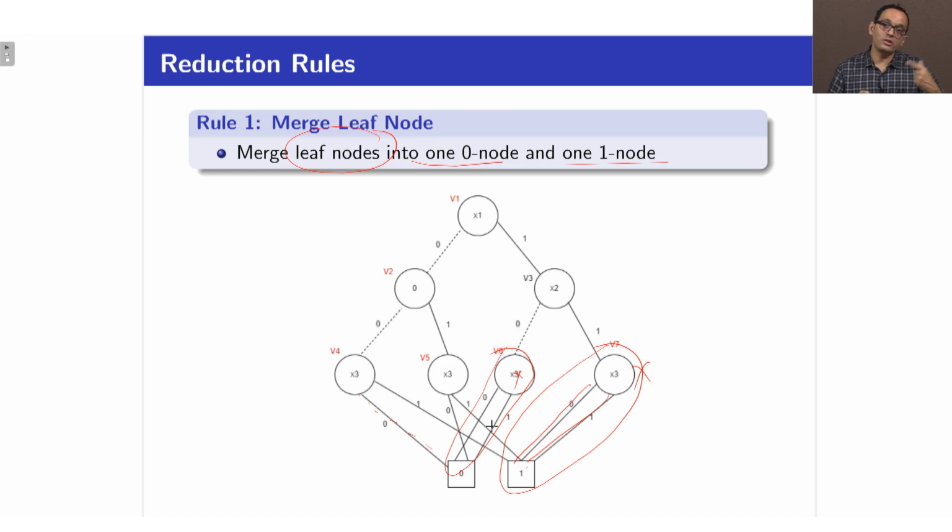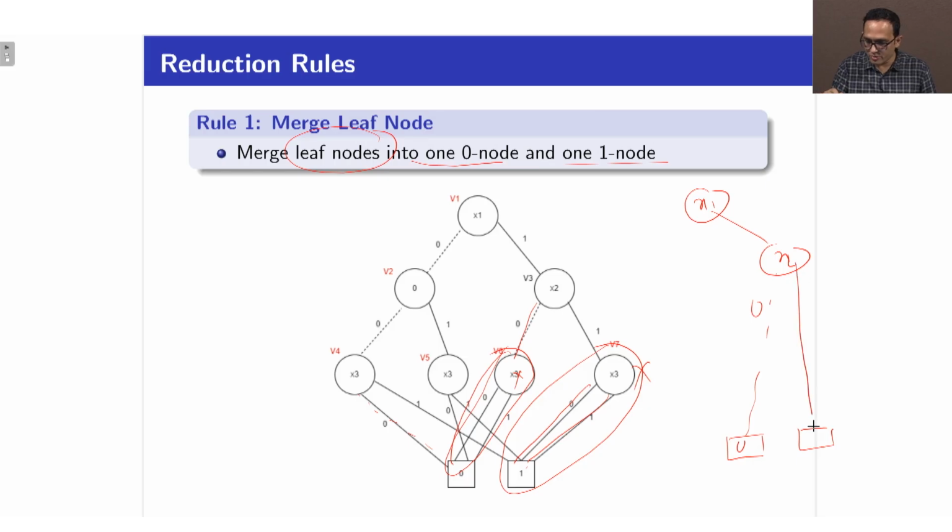But what will I do now? The incoming edge to this node I will connect to the successor node. So effectively, I will put x1, then x2, and then I have 0 and 1. If x2 is 0, I will go to 0. If x2 is 1, it goes to this node, which is basically 1. So I will connect directly to the 1 node, and the other part I am not touching, because there is no redundancy here.